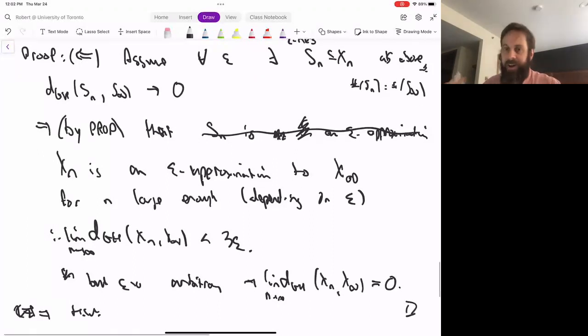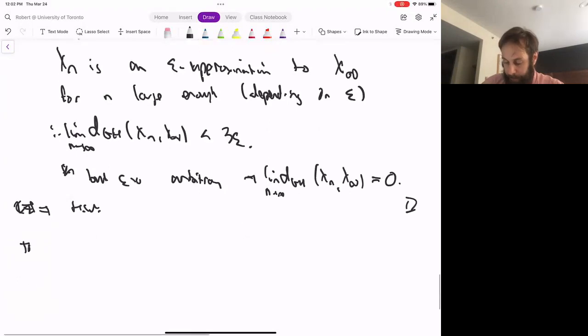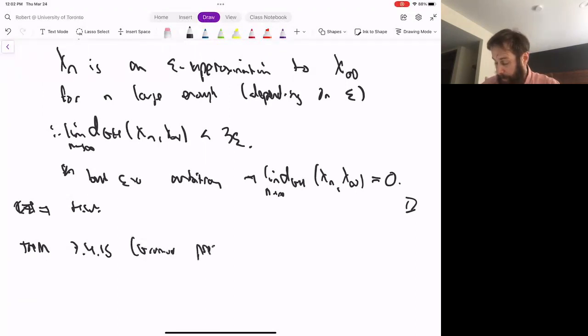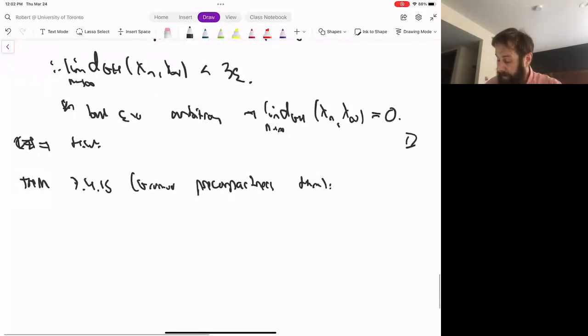So this is the direction that I care about for the compactness theorem that I'm now going to hopefully state and prove. This is Gromov's precompactness theorem for metric spaces. And I want a definition: I know we talked about totally bounded, but I'm not sure we talked about uniformly totally bounded. So maybe I should give the definition first.